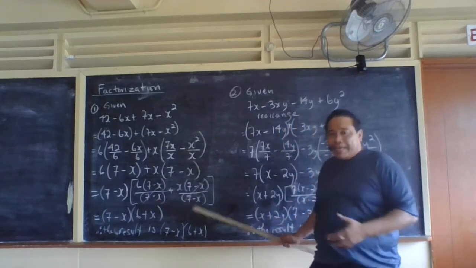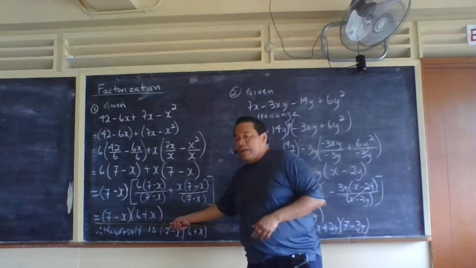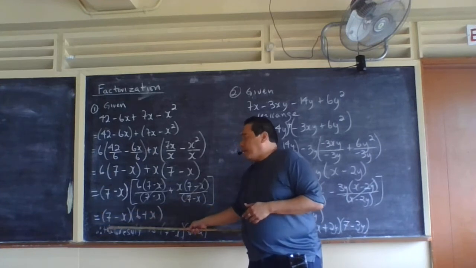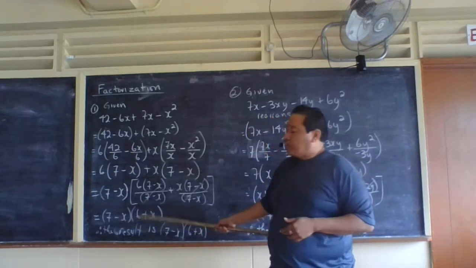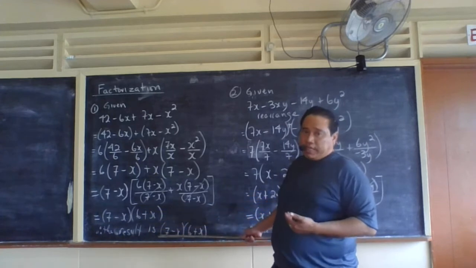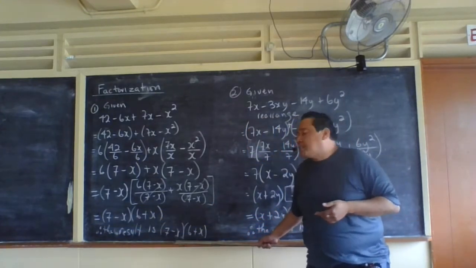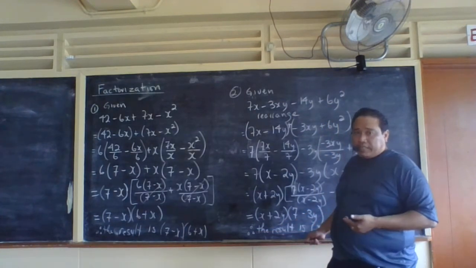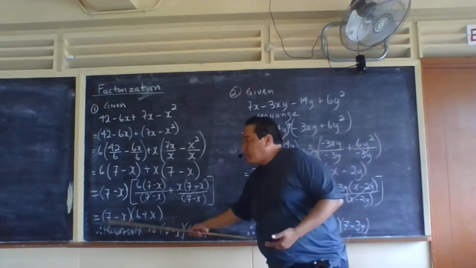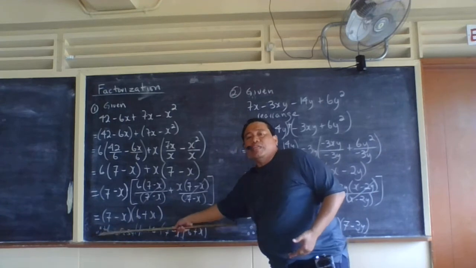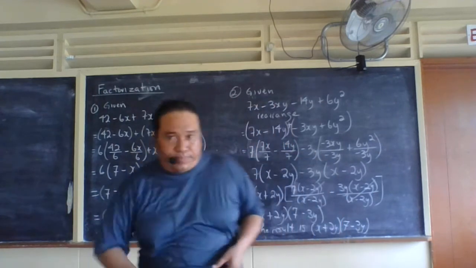These, of course, will cancel. So we'll have on the next step equals open bracket 7 minus x times 6 plus x. So therefore, the result is 7 minus x times 6 plus x. Note that you cannot put the "therefore" there, since that is not your final step.